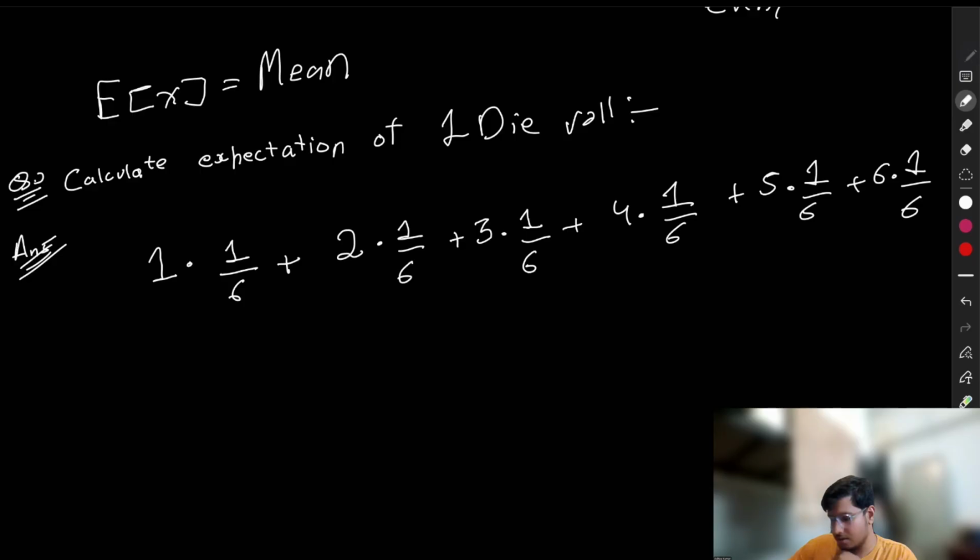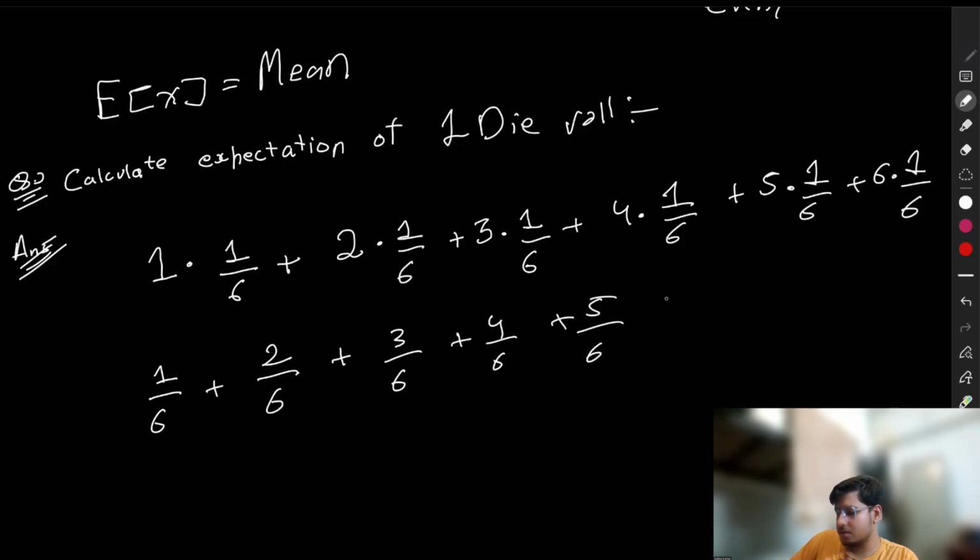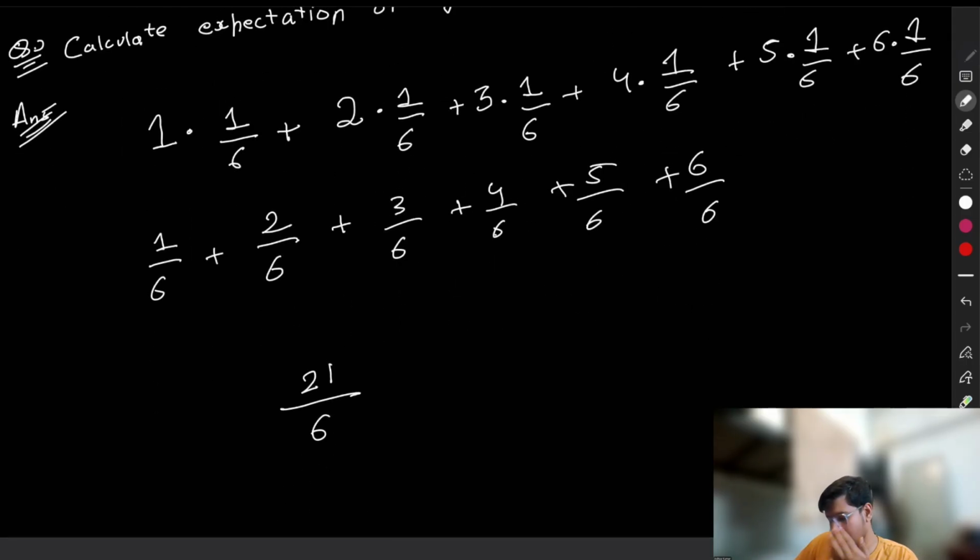What is this? 1 by 6 plus 2 by 6, that is simpler for our calculation, 3 by 6, 4 by 6, 5 by 6 plus 6 by 6. So what is this? 6 plus 5 is 11. 11 plus 4 is 15. 15 plus 3 is 18. 18 plus 2 is 20. 20 plus 1 is 21. 21 upon 6. Yeah, I think so. I am correct.